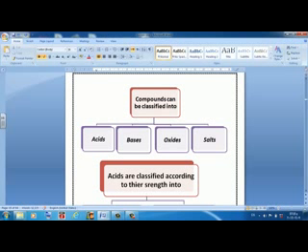Here we have in our graphic organizer the classification of compounds. We can classify compounds into 4 groups: acids, bases, oxides, and salts. So compounds can be classified into acids, bases, oxides, and salts.